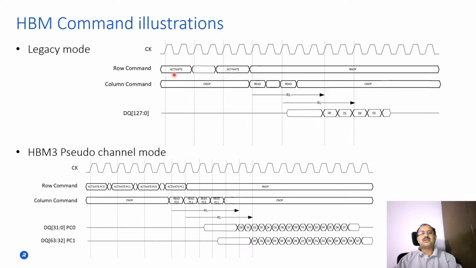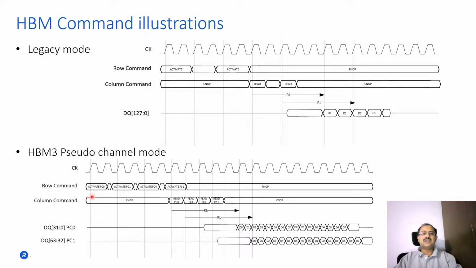The important point to note also here is that while 2 activate commands are shown over here, there could be 2 different rows in different banks. So that allows data to be accessed where a read goes to one bank and the next read goes to another bank. Now in the pseudo-channel mode, looking at the illustration in the case of HBM3, where of course the data rate has been doubled and the burst length is now 8, the total fetch per burst remains the same. It is still 32 bytes per read.